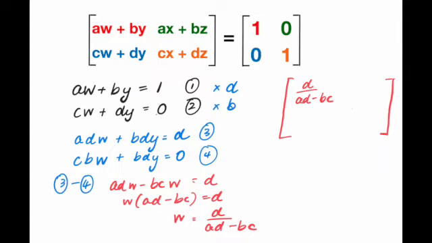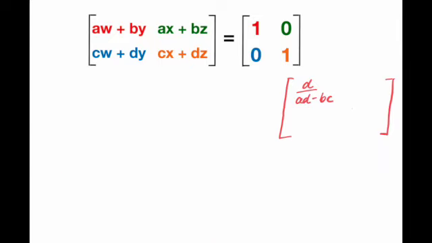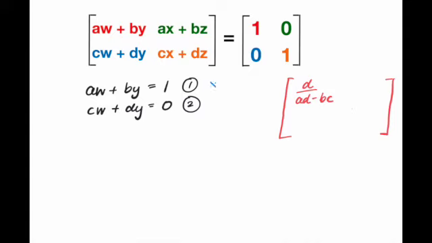Now, keeping the same equations, we can find the Y value. So here are our two simultaneous equations again. AW plus BY equals 1, and CW plus DY is equal to 0. As we said before, we're trying to solve for unknown values W and Y. So this time we're going to eliminate the W variable. So we'll multiply the first equation by C and the second equation by A. That gives us ACW plus BCY equals C, and ACW plus ADY equals 0.